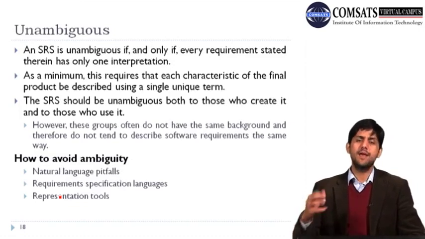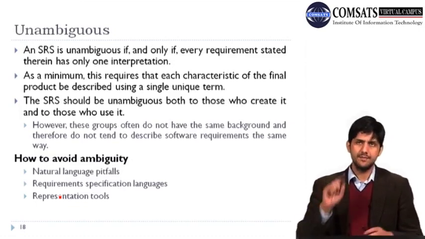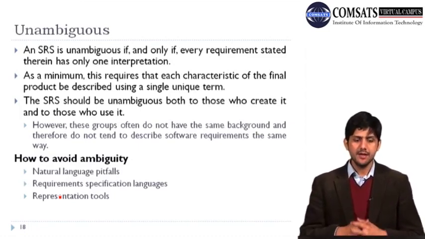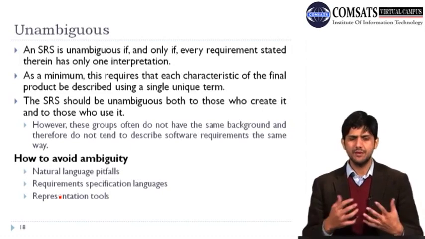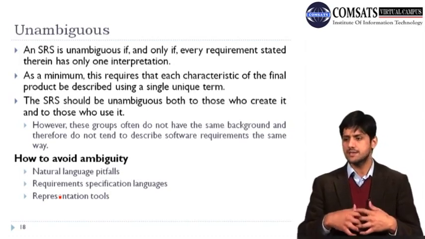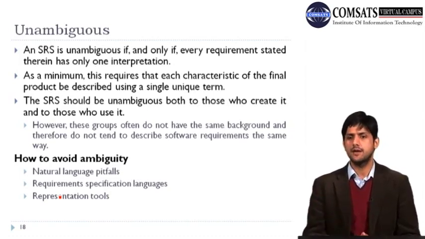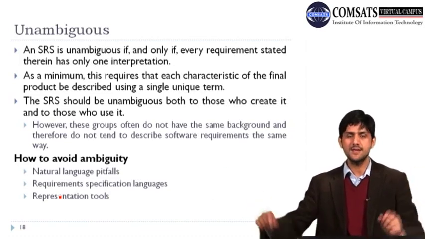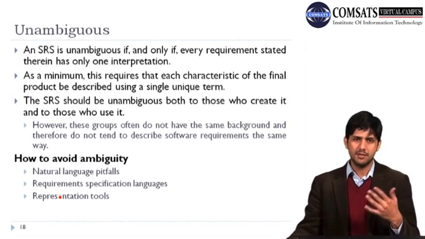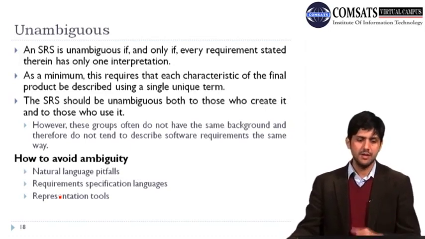Then what is an ambiguity, or what are unambiguous requirements? An SRS is unambiguous if and only if every requirement stated therein has only one interpretation. I don't know whether we defined it earlier or not, but we have used this word quite often in this course so far. Ambiguity means that you have written about one process in two different instances, and each of those instances conveys a different meaning. So that means whatever you're writing is actually ambiguous.